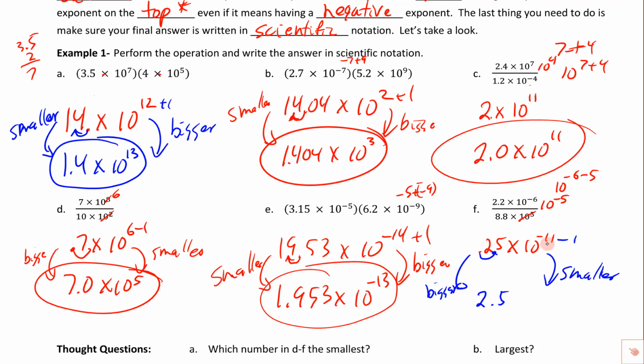A lot of people will just look at this and say, oh, 1 smaller than -11 would be -10, and it's not. We do -11, make it smaller by 1 by subtracting 1, so this is times 10 to the -12, and that's what we'll circle for the answer. Okay, that's how we work with operations in scientific notation.